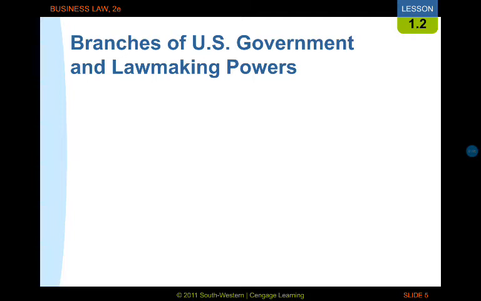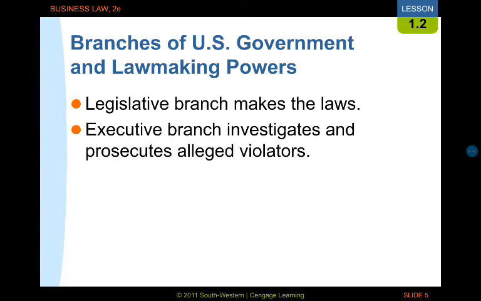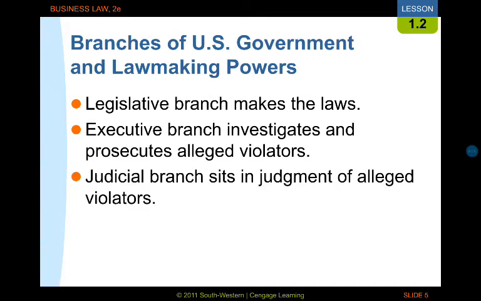Branches of U.S. government and lawmaking powers. You have the legislative, executive, and judicial branch. Legislative branch makes the laws. Executive branch investigates and prosecutes alleged violators. And judicial branch sits in judgment of alleged violators.